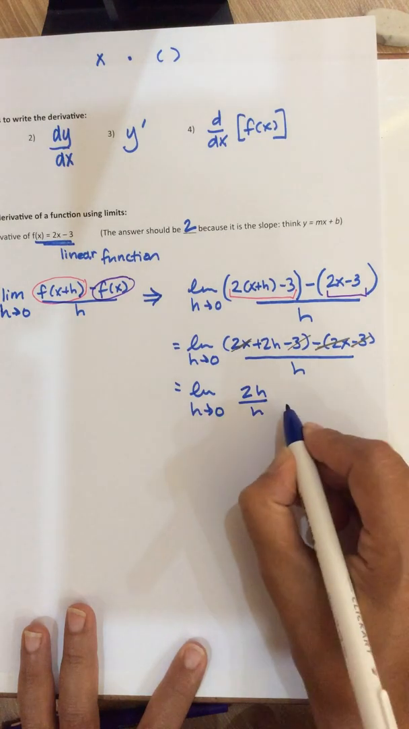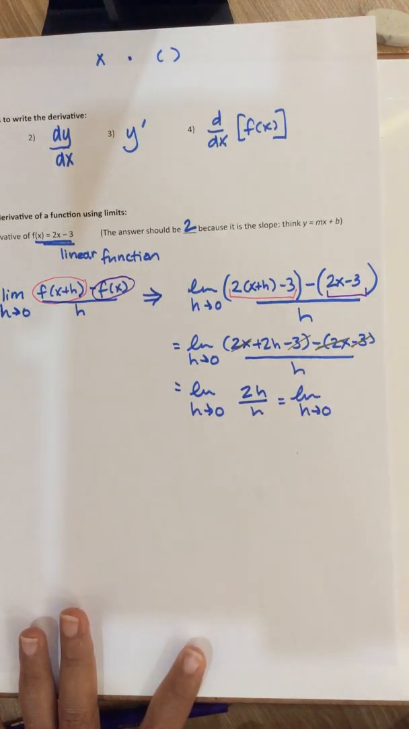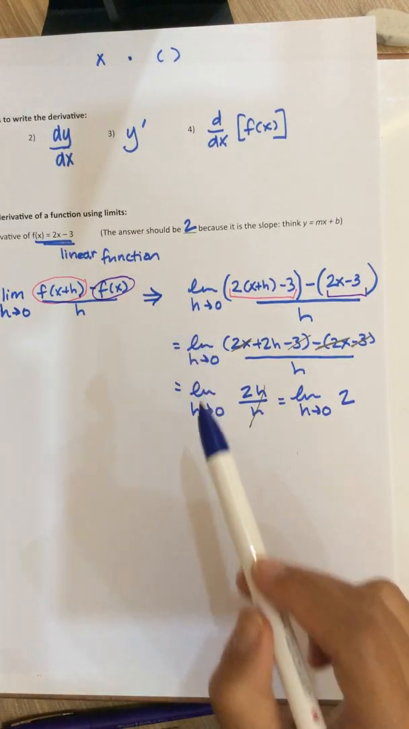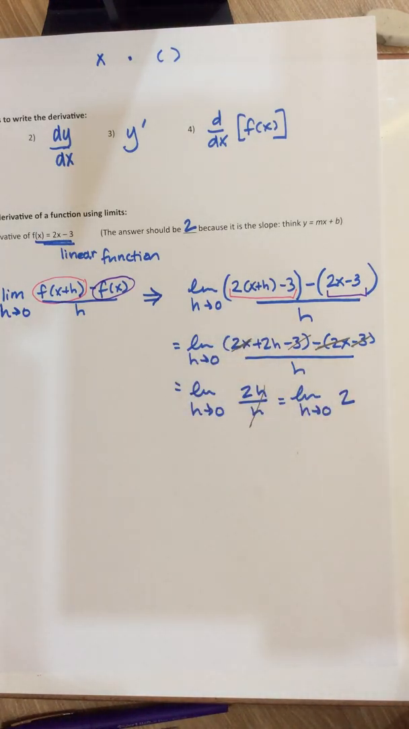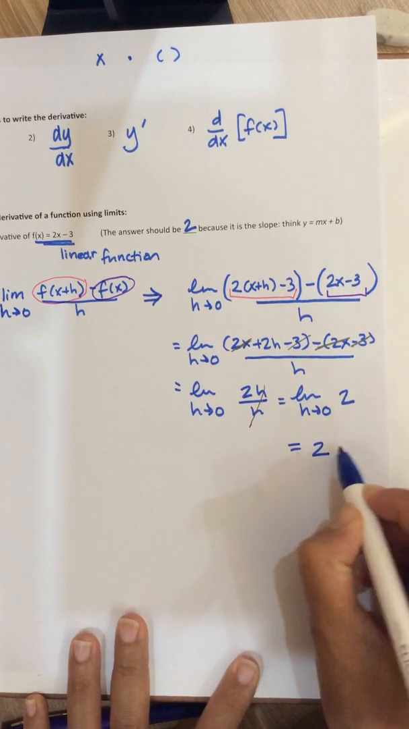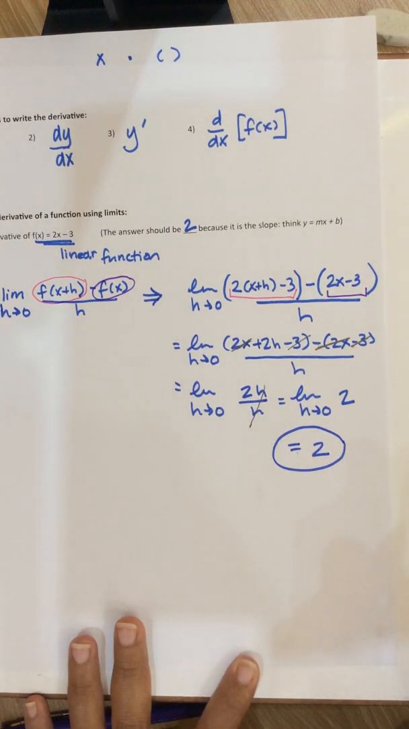So now I can prove that this thing equals the limit as h goes to 0, my h's cancel out, of 2. And you notice each time I still wrote the limit, because that's that proper limit notation I was talking about. And then what is the limit of any constant? What's the limit as h goes to 0 of the function 2? Well, that just equals 2.